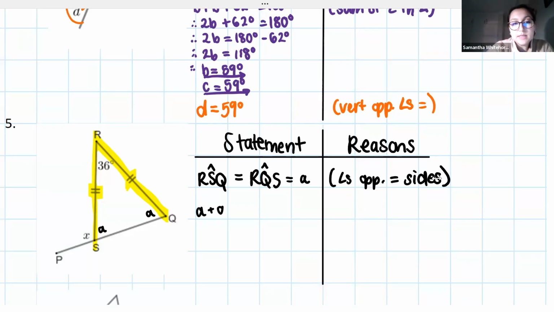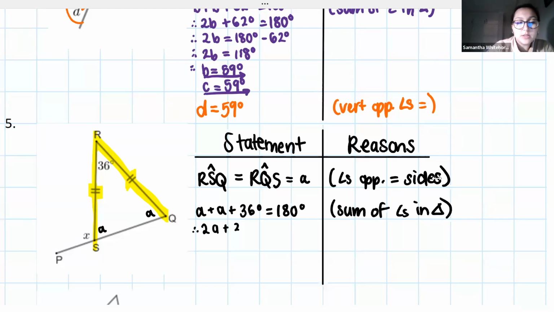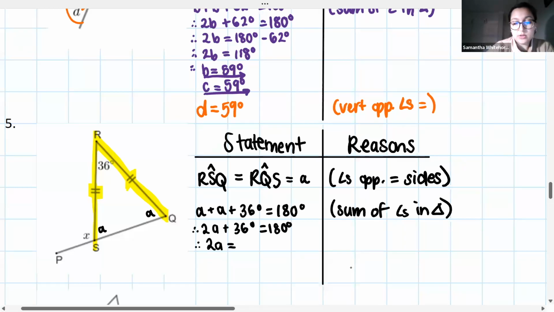So A plus A plus 36 must give me 180 degrees because of the sum of angles in a triangle. Now we can solve. A plus A is 2A, plus 36. I'm going to use inverse operations and subtract 36 on both sides. So 2A is equal to 180 minus 36, which is 144. I'm going to divide both sides by 2 in order to get A alone, which gives me that A is equal to 72 degrees.